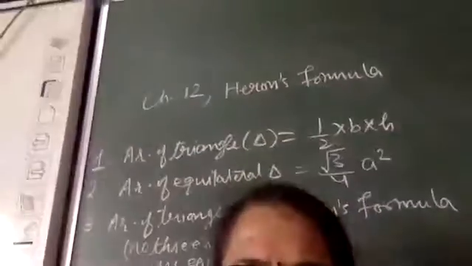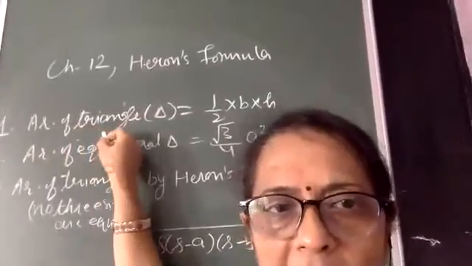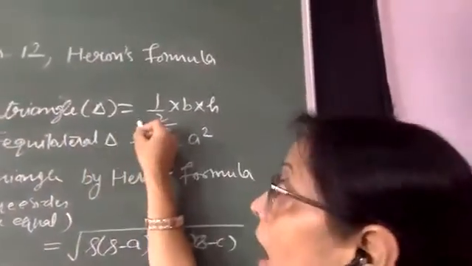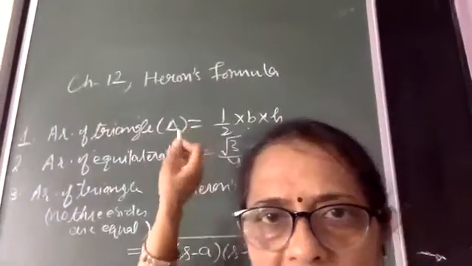So just check out here. Here, area of triangle when base and height are given, then we apply half base into height, right? So this is already done in class 7th and 8th.